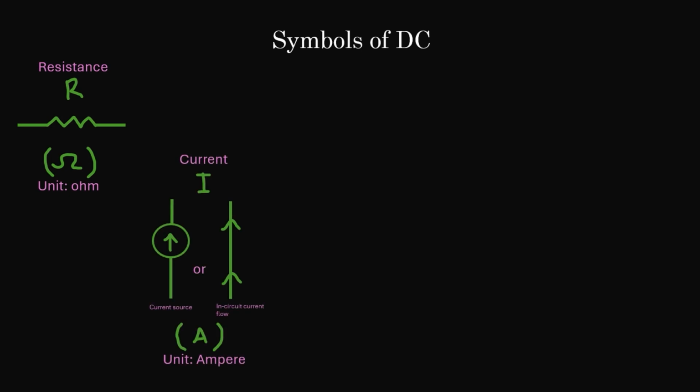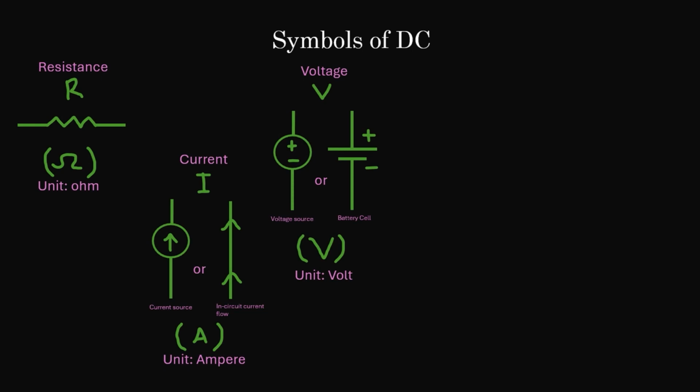As you can see, on the left you can see the current source, and on the right, the in-circuit current flow. It's denoted by the English letter I. The unit is ampere and is denoted by the English letter A. Then we have the voltage itself, with the voltage source on the left and the battery cell symbol on the right. It's denoted by the English letter V, and the unit is volt, which is also denoted by V.